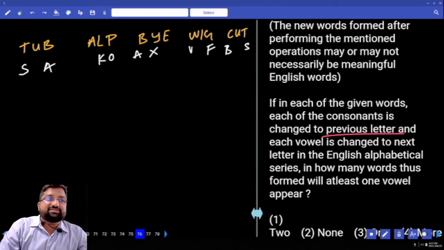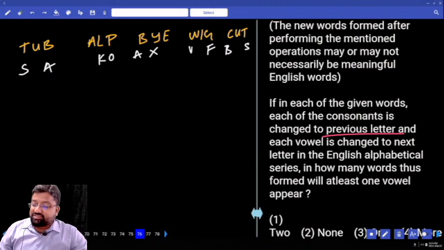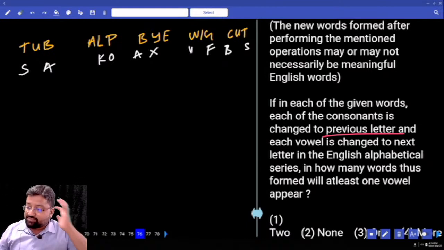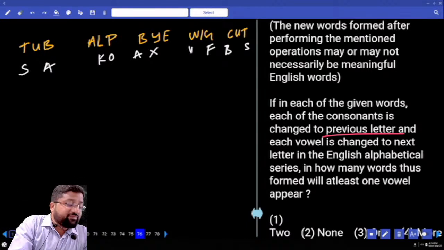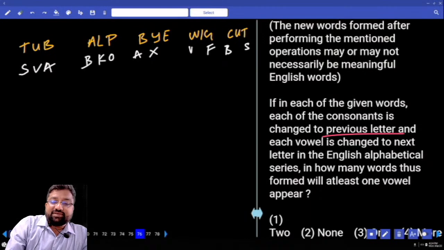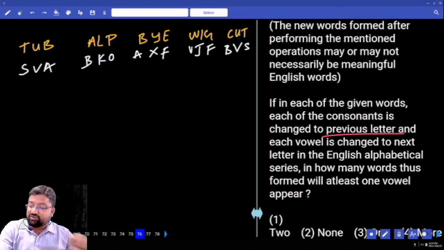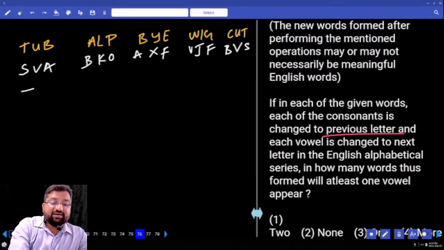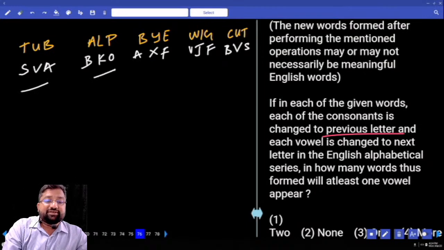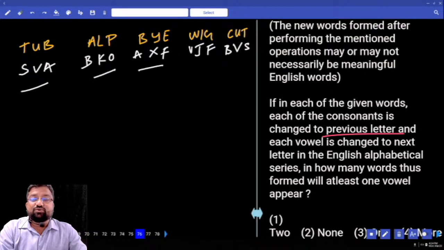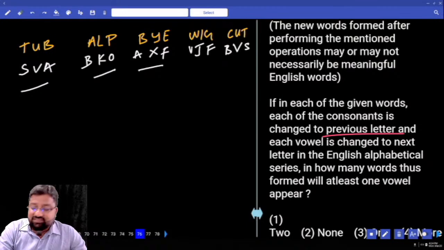Before T, yes. Next, all the vowels are changed to the next letter. U, V. A, B. E, F. I, J. U, V. What's the question? How many words thus formed will have at least one vowel appear? Do I have a vowel here? Yes. Here? Yes. Here? Yes. And the other 2 we don't have. What is the answer? 3 words.